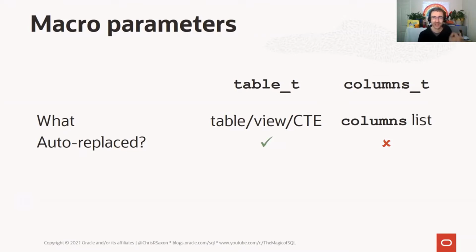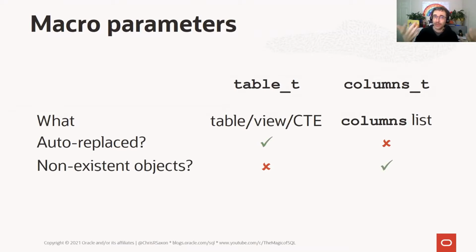There is another tiny little difference between these, and it's kind of subtle and probably doesn't matter in most cases, but it could be worth knowing. And that is the table type parameters always have to refer to a real object. So it has to be a real table, a real view, or a named subquery that is part of your SQL statement. If you try and pass an invalid table name, one that doesn't exist, or you've not got query permissions on, then the macro itself is not executed. You'll just get an error, and it will never execute the body of the macro itself.